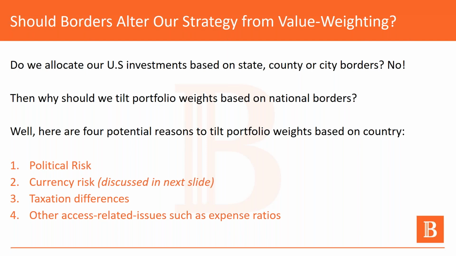So I've listed 4 reasons here as to why this may be an important issue: political risk, currency risk, which we're going to discuss in the next slide, taxation differences between U.S. and foreign stocks, and other issues such as expense ratios or transaction costs. So there are reasons why we're concerned about international borders, but I thought it was an interesting point that we don't worry about other types of borders. So I think that gets us to focus in on then that this decision should be driven by the types of issues that we see.